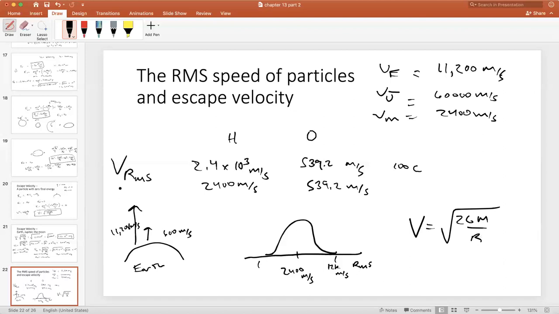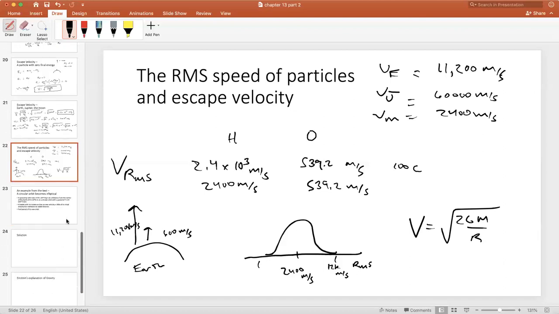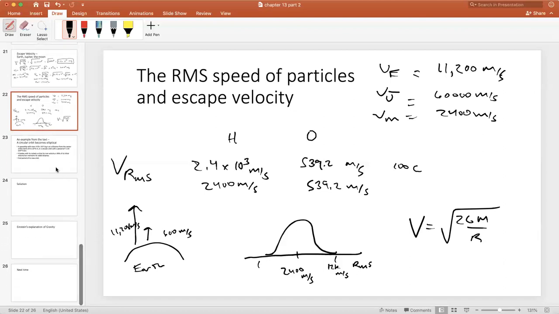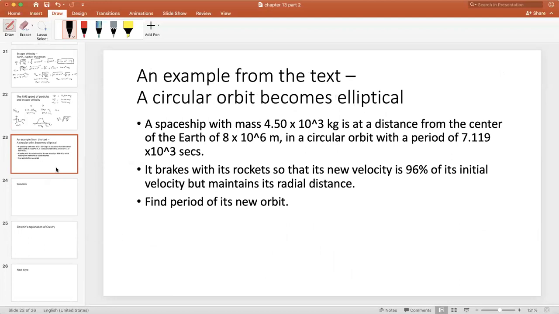Okay, so the very last thing I'm going to talk about, the last thing that your book talks about is, oh no, before we do that, we're going to do this problem because I want to show you how we can use some of the concepts with Kepler to do a problem. This problem is in your book. You can go step by step through it in your book. This is a circular orbit becomes elliptical.